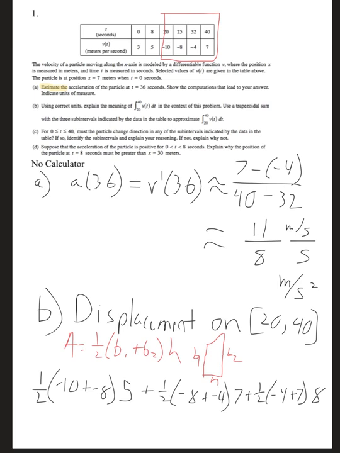So then part C says, on this whole interval from 0 to 40, must the particle change direction in any of the subintervals? And if so, identify the subintervals and explain your reasoning. So first thing I think about here is, I know that a change in direction would happen when velocity changes sign, either from positive to negative or from negative to positive.